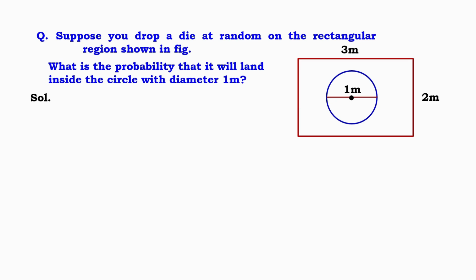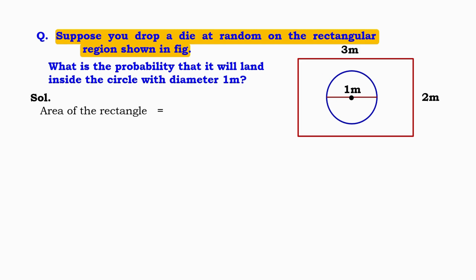So let us take a look at how you are going to solve this type of problem. Let us see the different scenarios. When the die is thrown, it may land inside the circle, or it may land outside the circle but inside the rectangle. These are the different scenarios. Anywhere it could land.